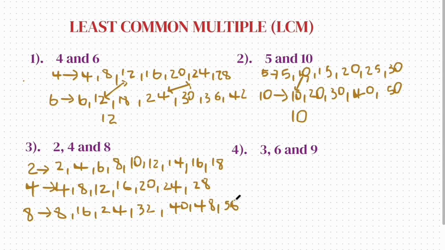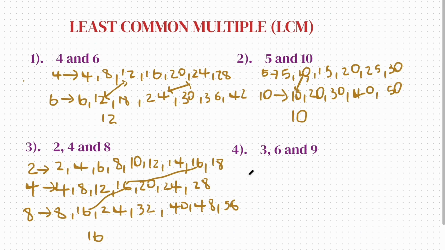What's the first common or same value among 2, 4, and 8? That would be 16. So 16. So the LCM of 2, 4, and 8 would be 16. Let's look at our last example.